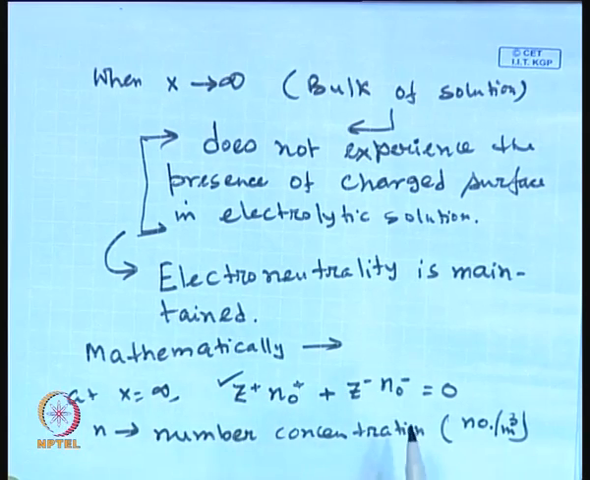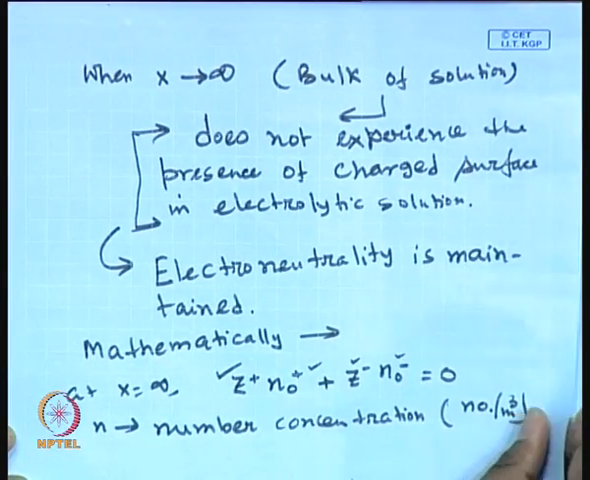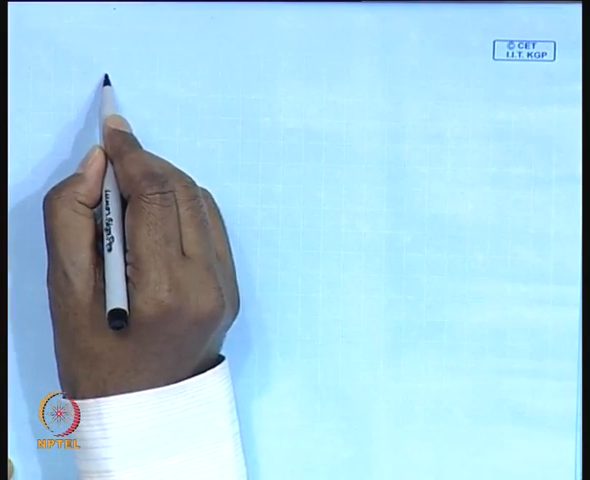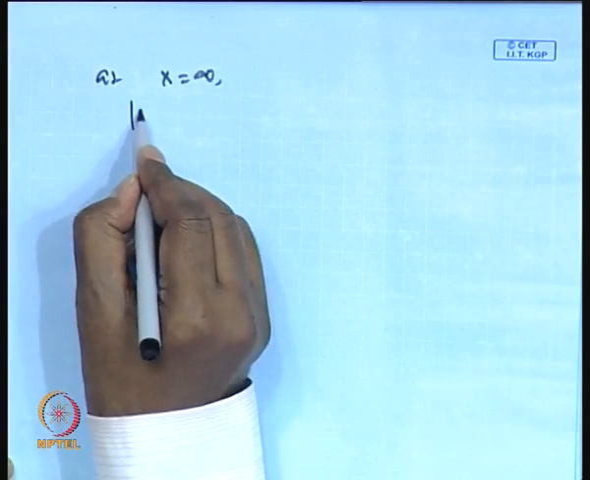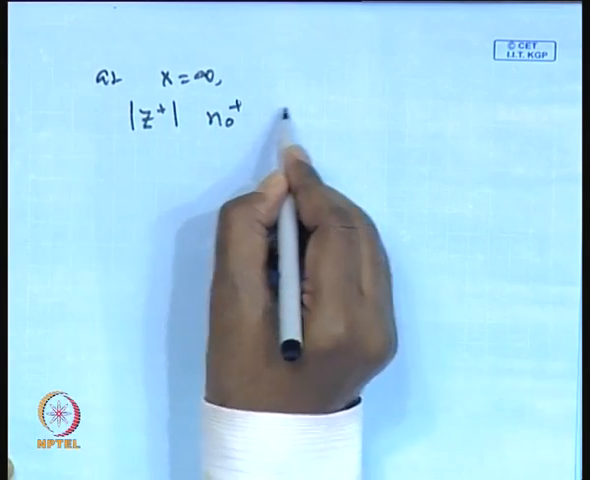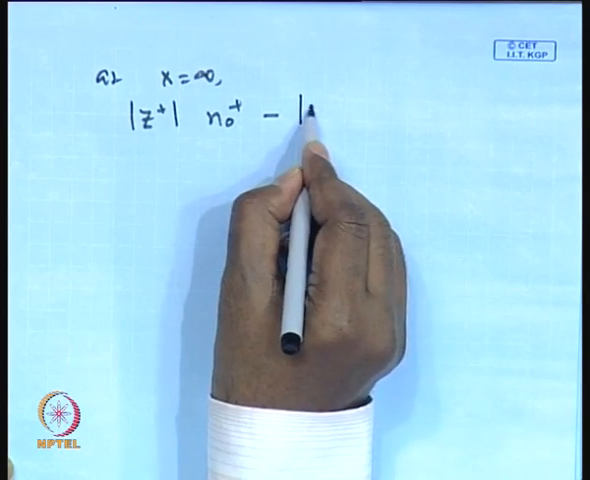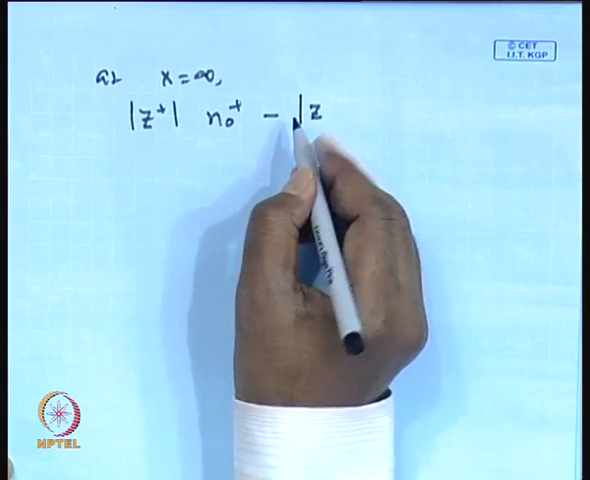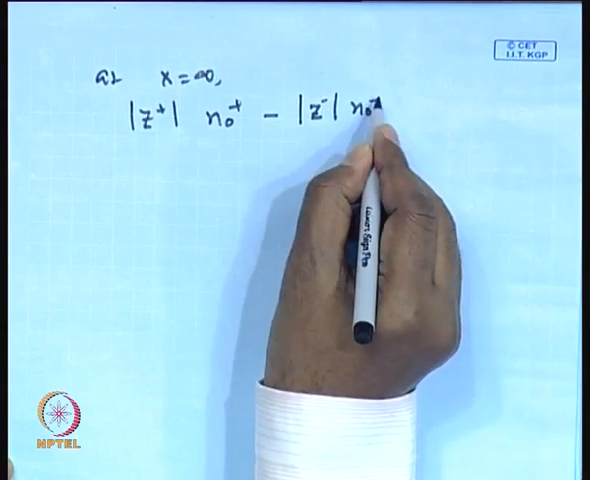And what is Z plus? Z plus is the valency of the positively charged ions. And what is N0 plus? N0 plus is the number concentration of positively charged ions. And what is Z minus? Z minus is the valency of the negatively charged ions, and N0 minus is the number concentration of negatively charged ions. Now, if we are talking about an electrolytic solution, this equation can further be written as, at x tends to infinity, mod of Z plus N0 plus minus mod of Z minus N0 minus is equal to 0.